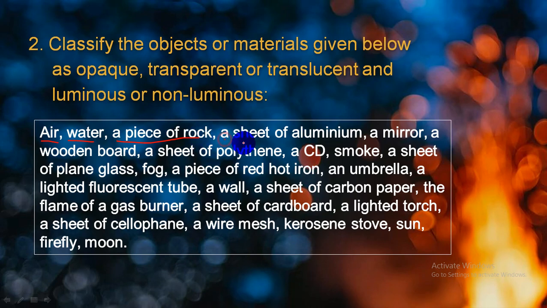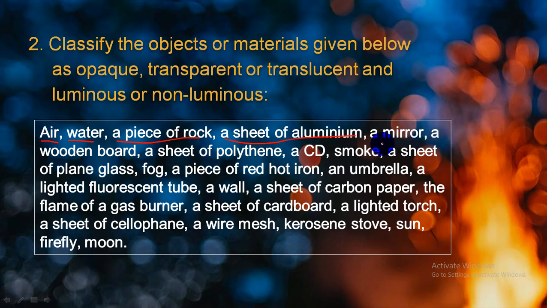Moving to the next is a sheet of aluminium, which means aluminium foil, which your mom mostly uses for wrapping the lunch box. Okay, so does light pass through that aluminium sheet? No. So the answer should be non-luminous. And can light pass through this aluminium foil paper? No. So the answer should be opaque and non-luminous.